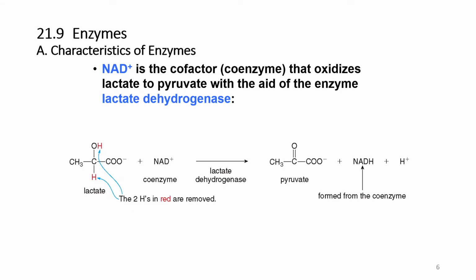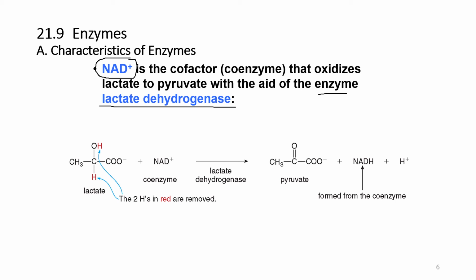NAD is an example of a cofactor. Nicotinamide adenine dinucleotide is its big name. So we just typically shorten it to NAD, and it has a positive charge. It's a cofactor or coenzyme, and it oxidizes lactate to pyruvate. And the enzyme involved here is lactate dehydrogenase.